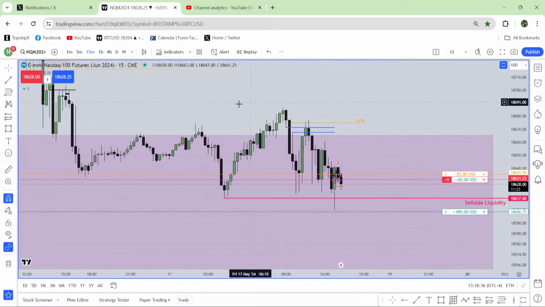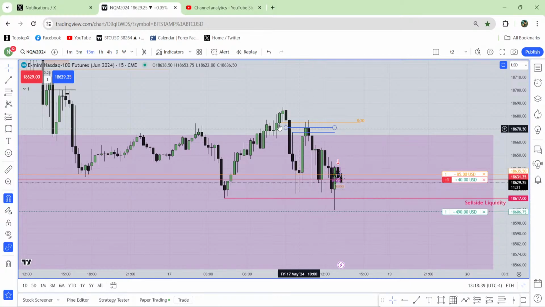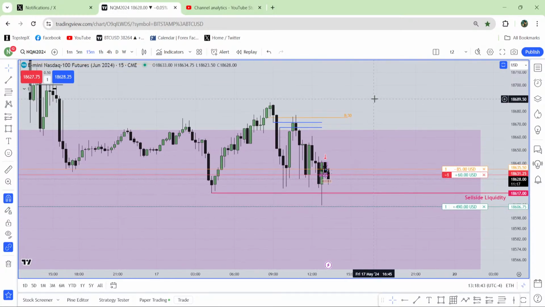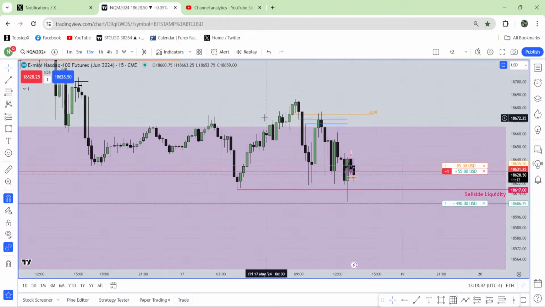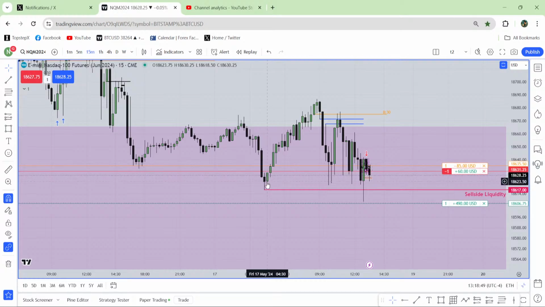Okay, now here I would love to talk about this price action. I know it's hindsight, I wasn't here, so this is all hindsight. If you see what happened here, the market went higher, and before going higher, the market first went lower and took this sell side liquidity.